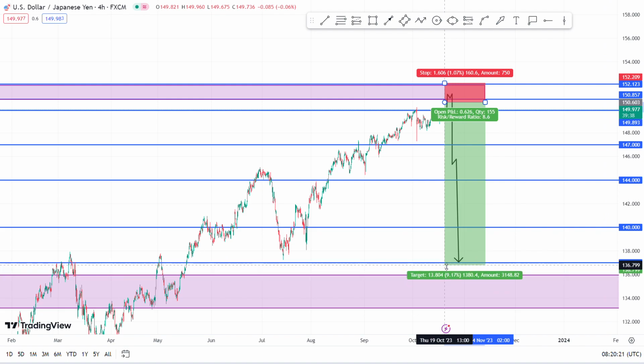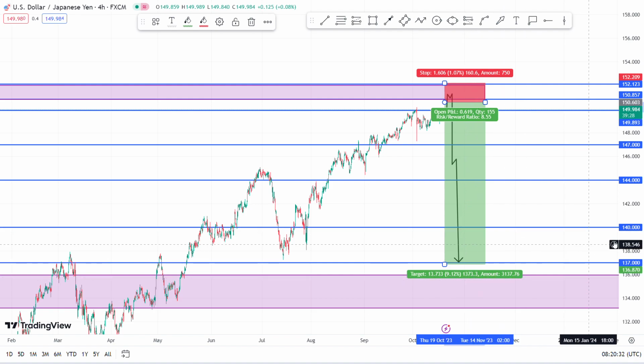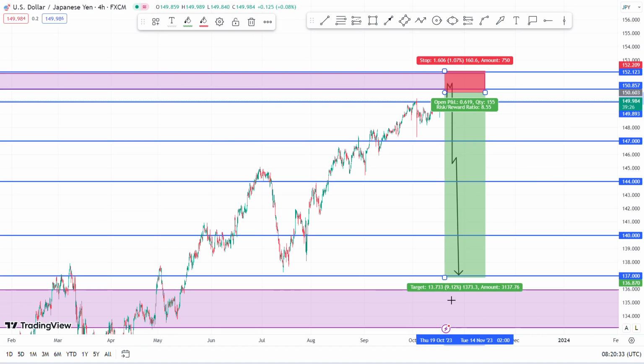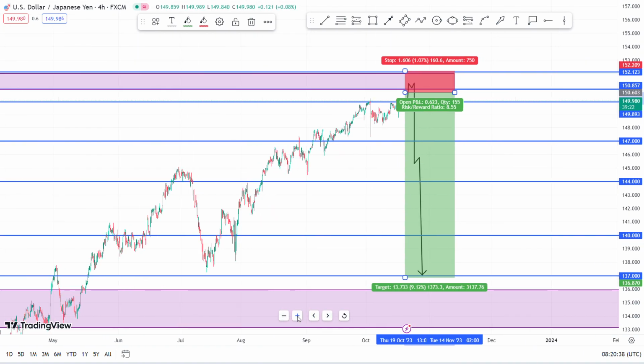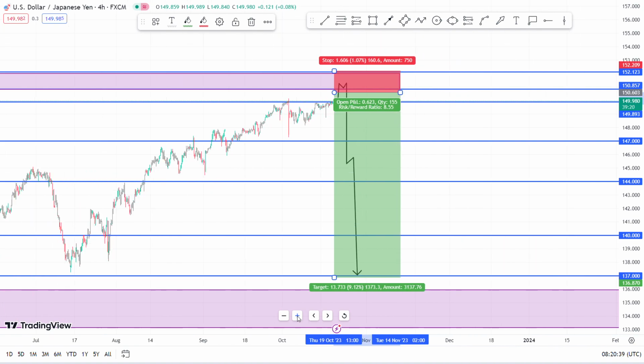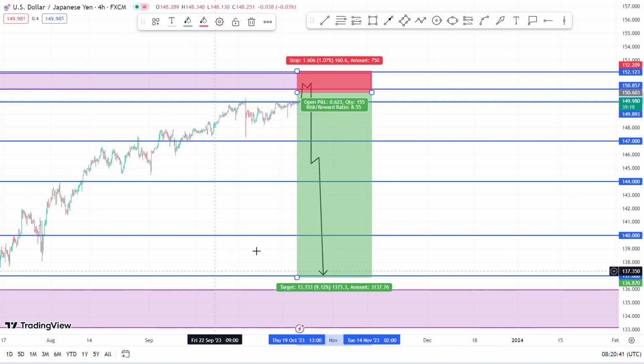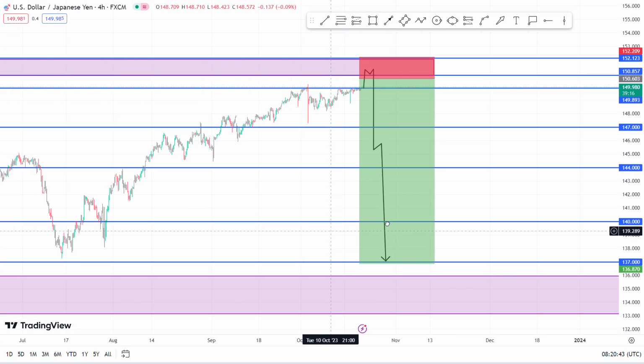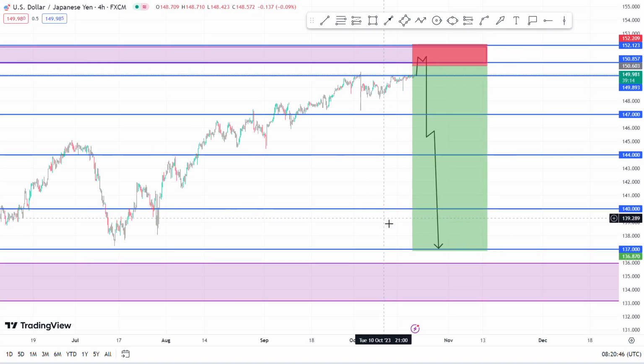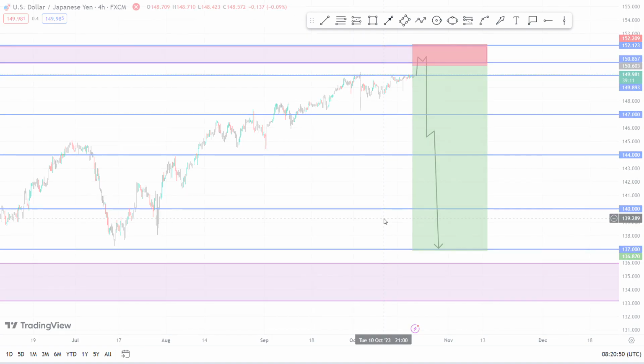If you could reach almost this far end here, how many pips are these? That's almost 1,300 pips, 1,373 pips, right? So these are pips that we are going to anticipate into the future. That's how we analyze the market.